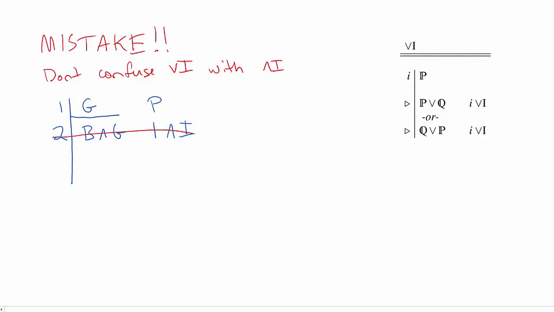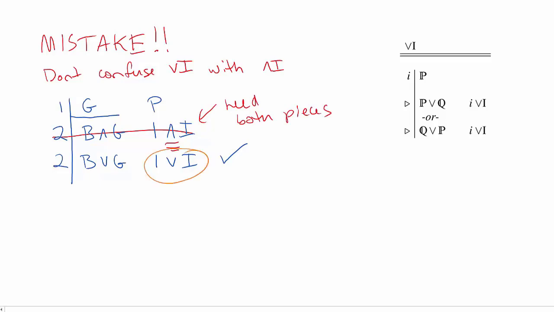In order to do an AND introduction, we would need to have G and B separately, but here we don't have the B. What we could do in line 2 instead is go to B or G, and that would be a correct application of OR introduction. So just make sure you don't confuse these two. To do AND introduction, you need both pieces. To do OR introduction, you need only one piece.